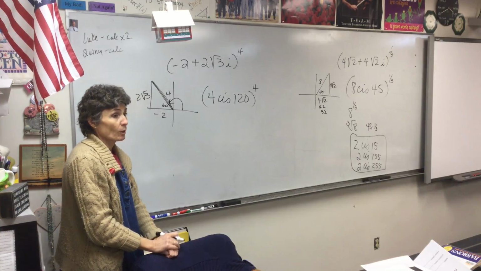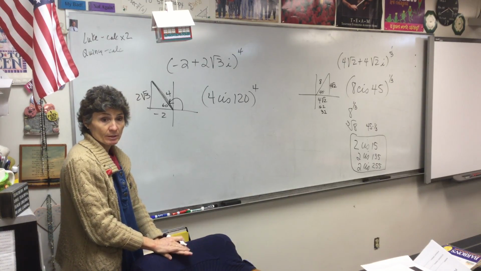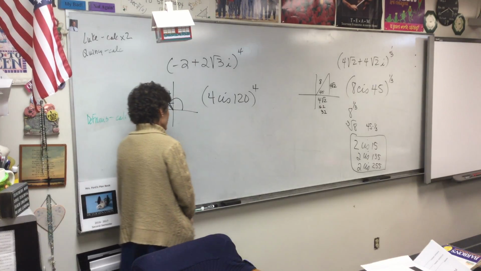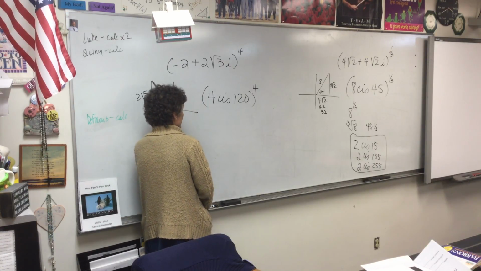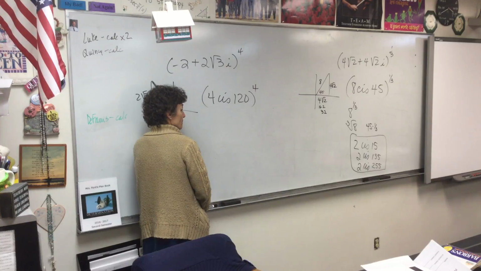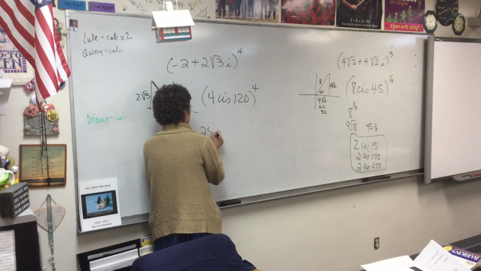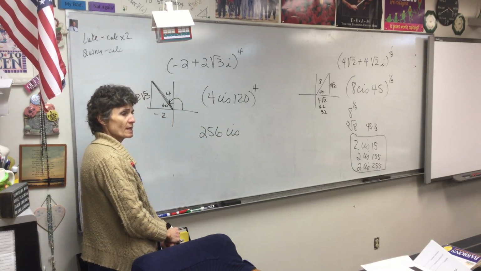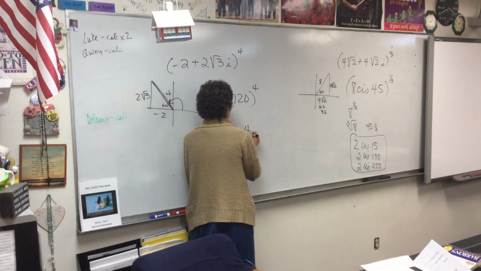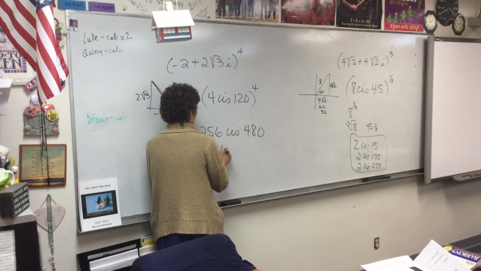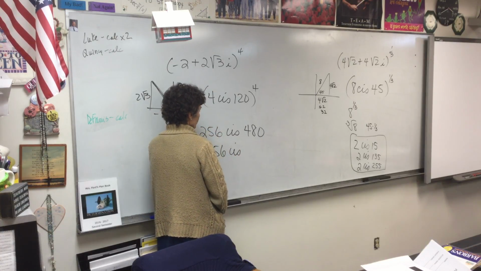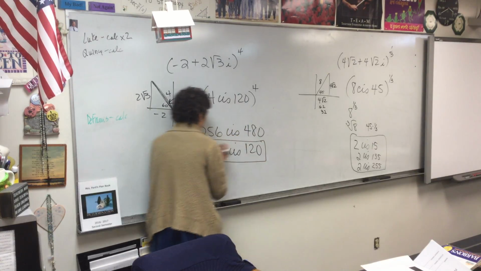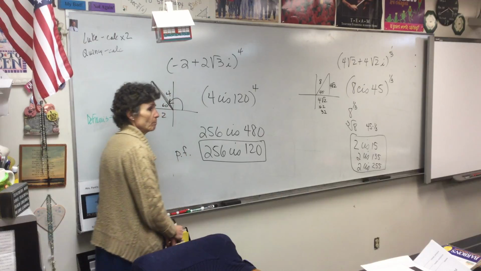And that is what you are going to raise to the 4th power. So here we go. How does that work again? How do we raise this to the 4th power? 4 to the 4th, which would be 256. And then 120 times 4, 480, which is too big. So we'll shrink that down to 120. So here is my answer in polar form.